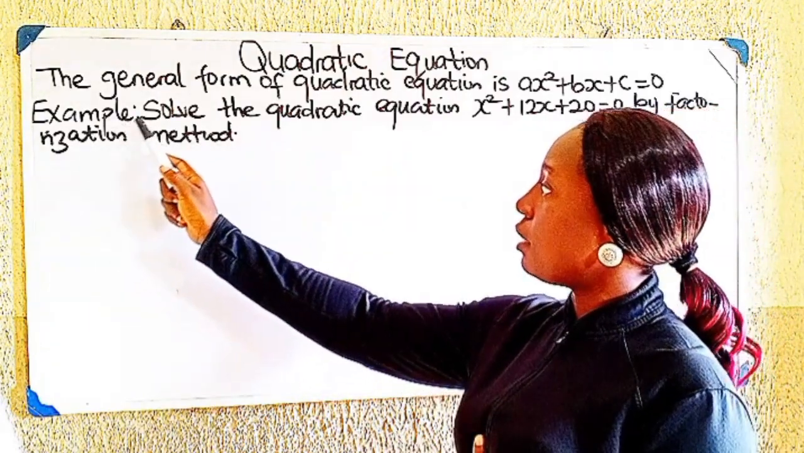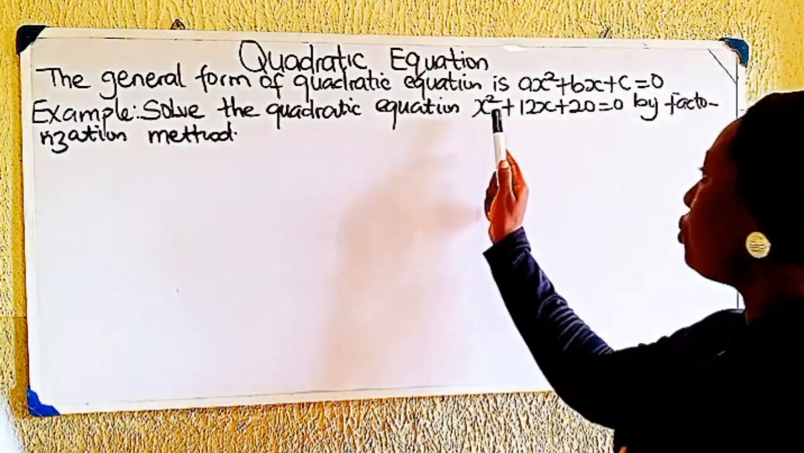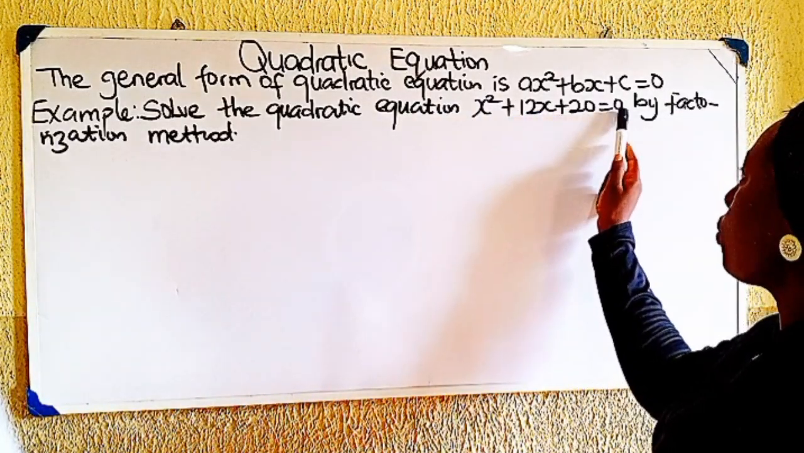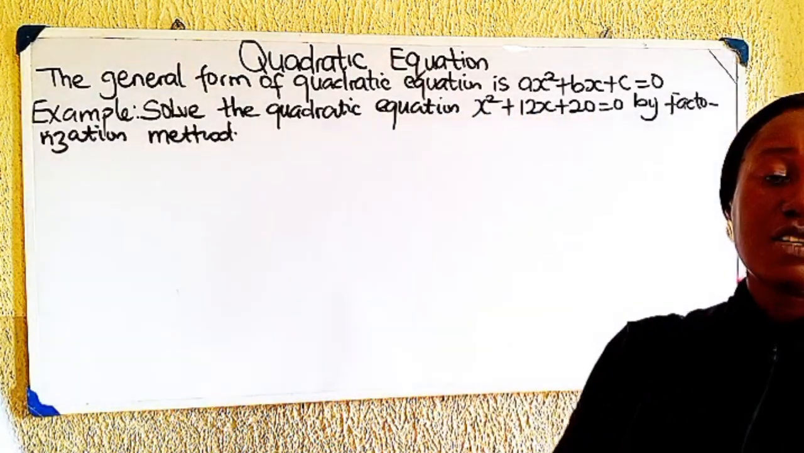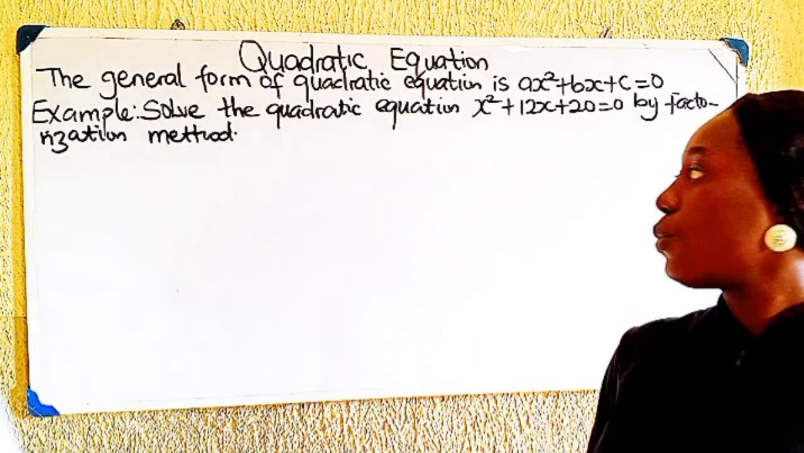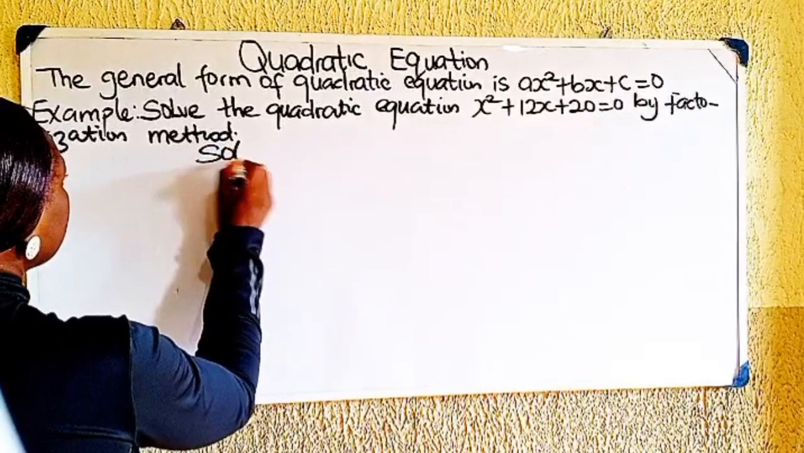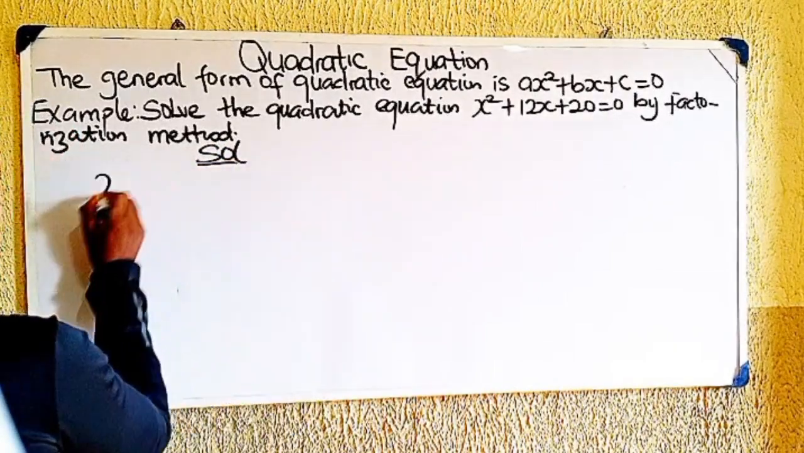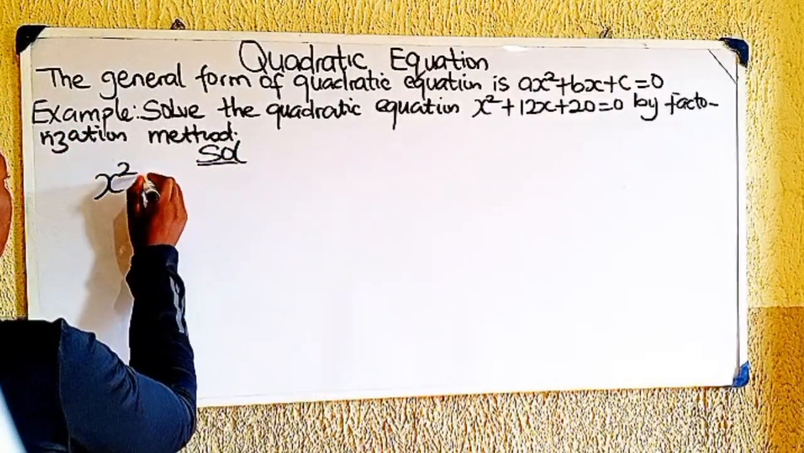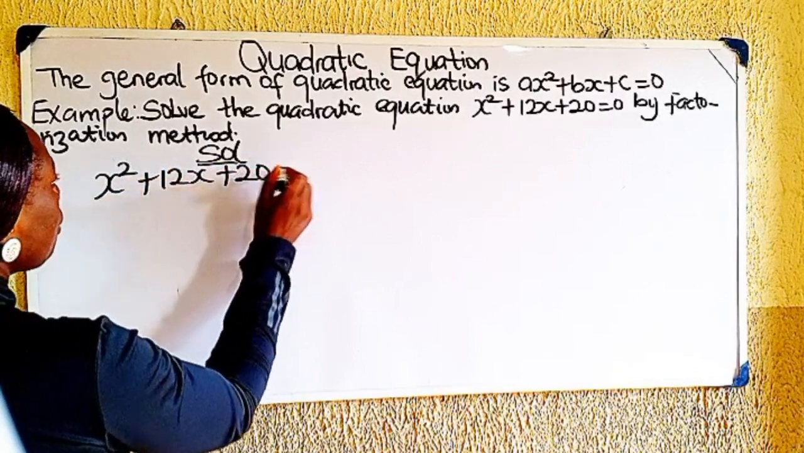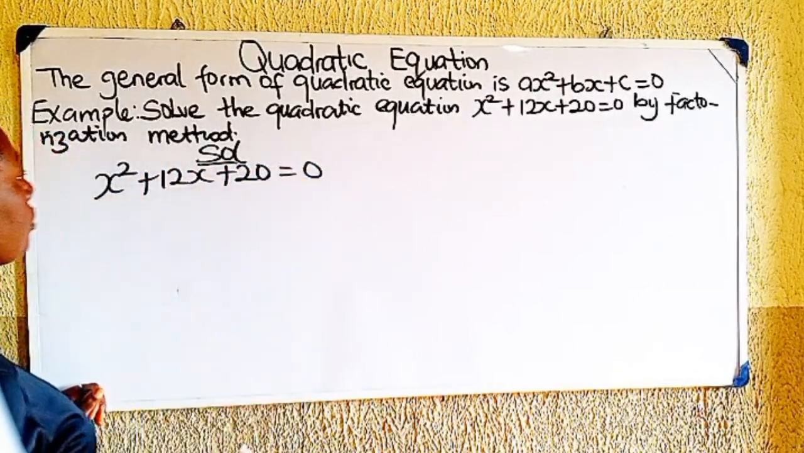Let's see the example. Solve the quadratic equation x squared plus 12x plus 20 equal to 0 by factorization method. We start. Solution. Writing down the equation, I have x squared plus 12x plus 20 equal to 0.